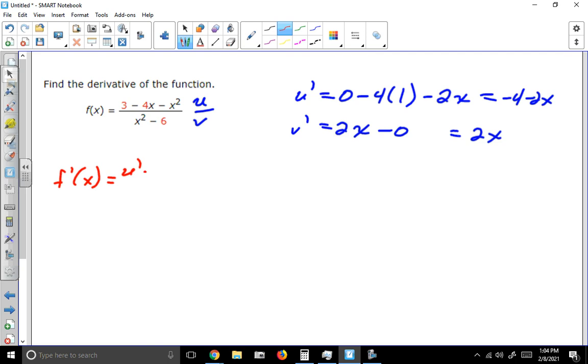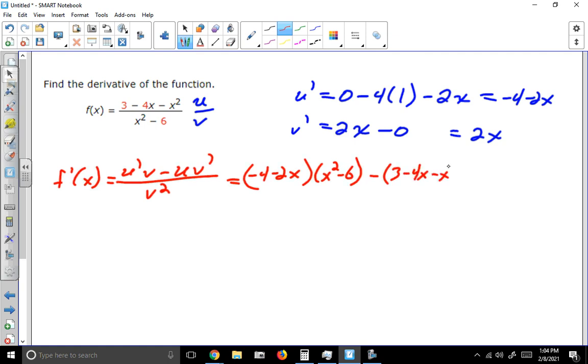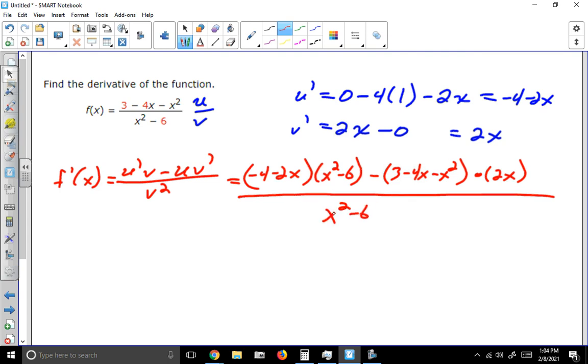Remember, that's u prime v minus u v prime over the denominator squared. So u prime, it's all of that times v, minus u, so it's all of that times v prime. All of that over the denominator squared.